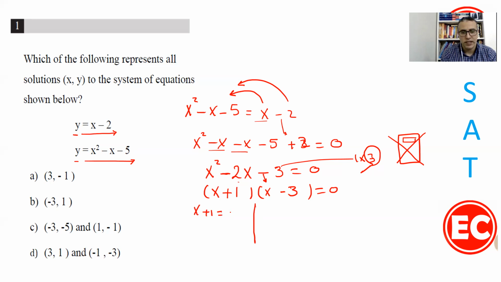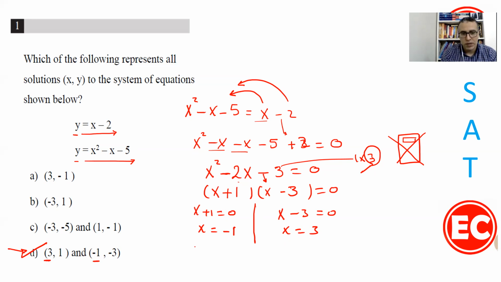x plus 1 is equal to 0, so x here is equal to negative 1. Or x minus 3 is equal to 0, so x is equal to 3. As we can see in answer D, x is equal to 3 and x is equal to negative 1. So directly the answer is D.